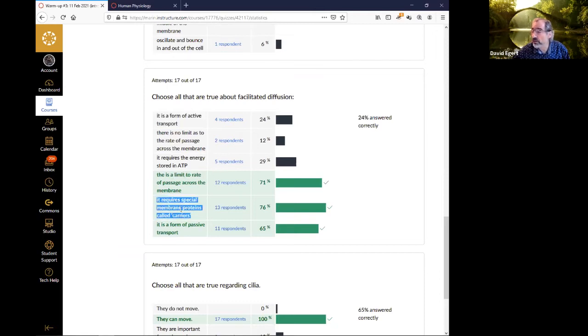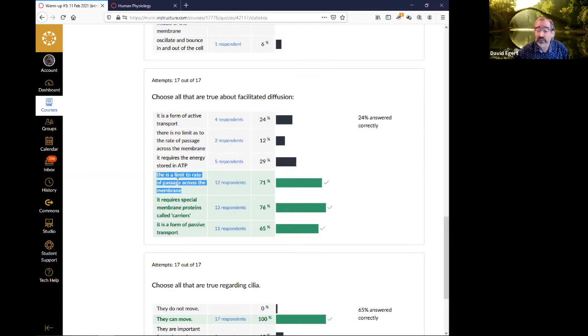It does require special membrane proteins called carriers. In fact, that's the definition of it. It is diffusion across a membrane that is facilitated by carriers. It is a form of passive transport. The stuff is going to move whichever direction the concentration gradient is making it move.